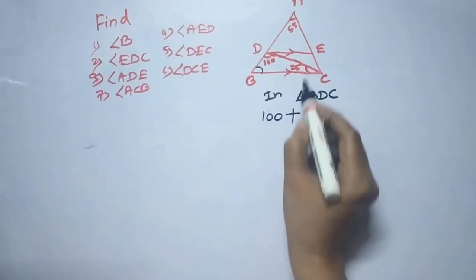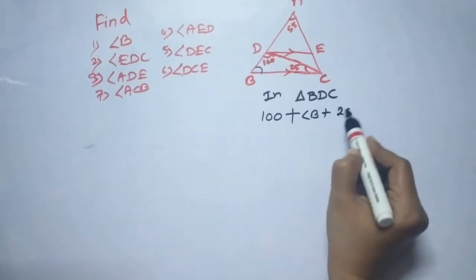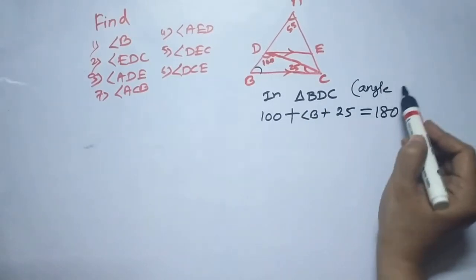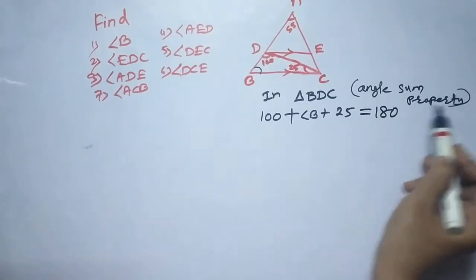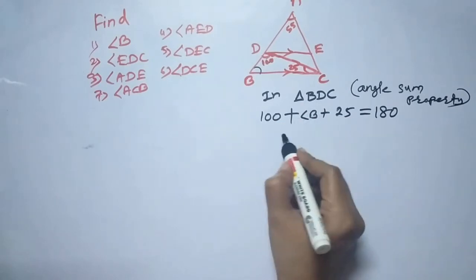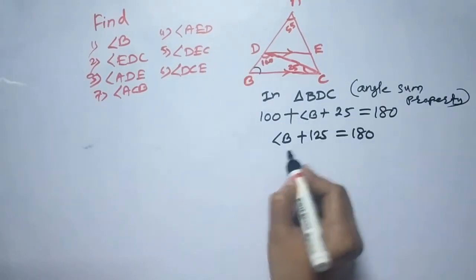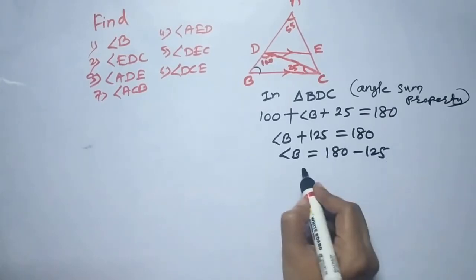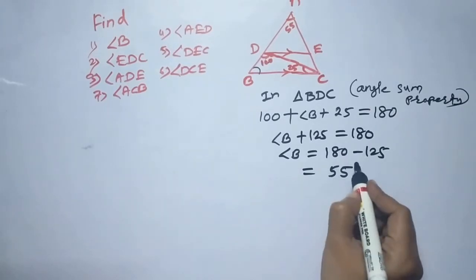By using angle sum property we can write 100 plus this angle B plus this angle 25 is going to be 180. Angle sum property. So friends, we can easily get this angle B. So angle B plus 125 is equal to 180. So friends, angle B is equal to 180 minus 125. So friends, here simply we'll get 55.